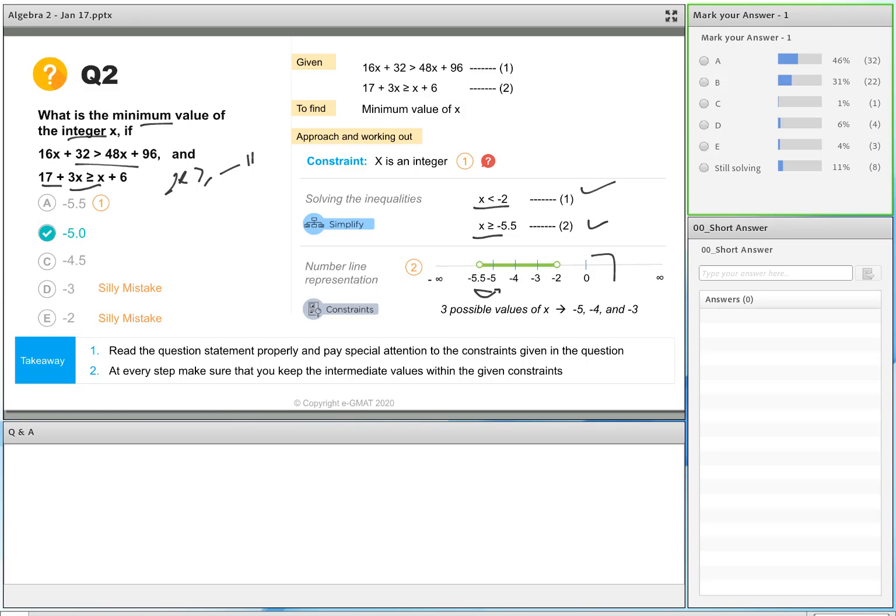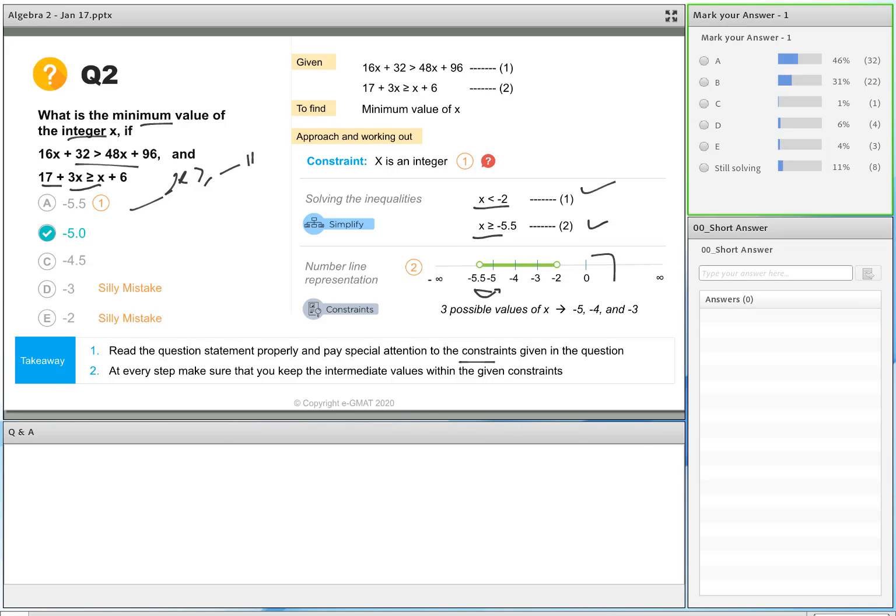So if I mark choice A, which a lot of you have marked, again, you did not read the question statement properly. That is the reason you missed this constraint. A very important thing. Please ensure that you do not make this mistake, right? So this is something that we have to keep in mind.